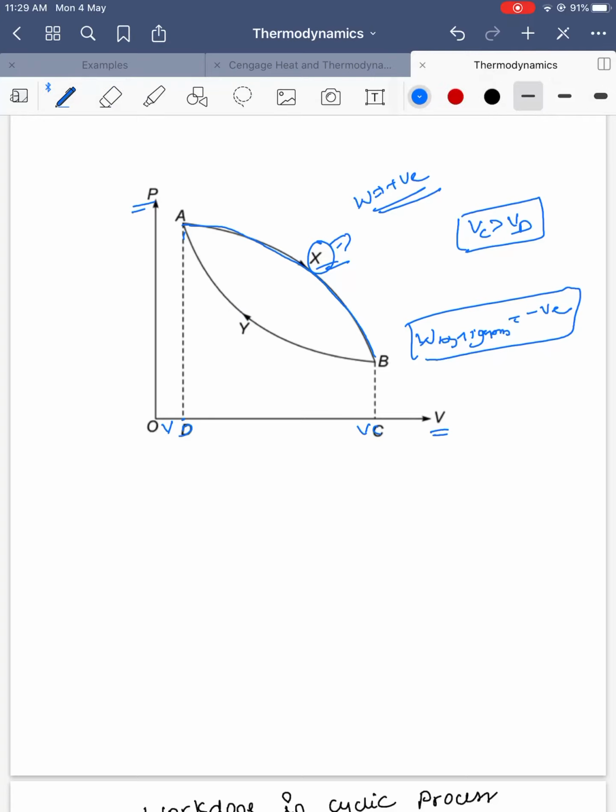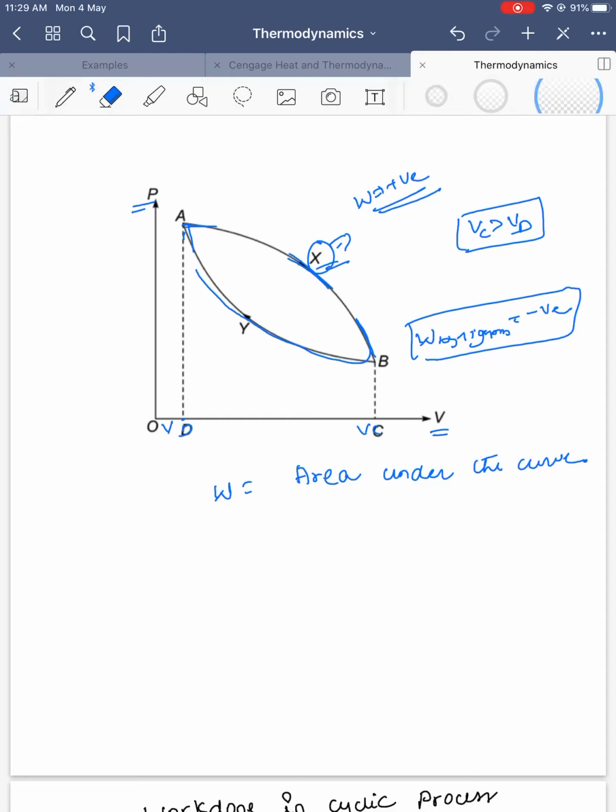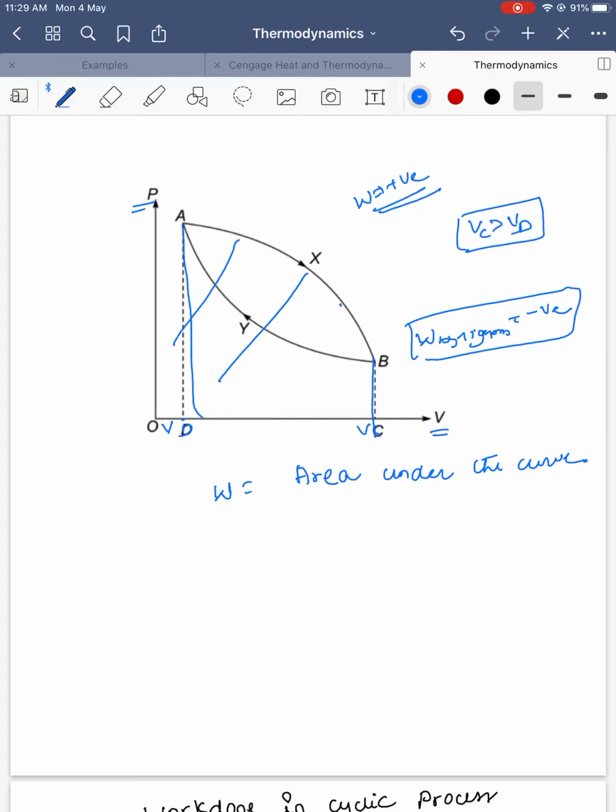Now to get the total work done, it is nothing but the area under the curve in a cyclic process. So the graph is coming like this and it's going back. Which one is more, positive work or negative work? Positive work means A to B along the X process, represented with a blue line, area under the curve. And from B to A, I am writing the red line, and the work done is negative.